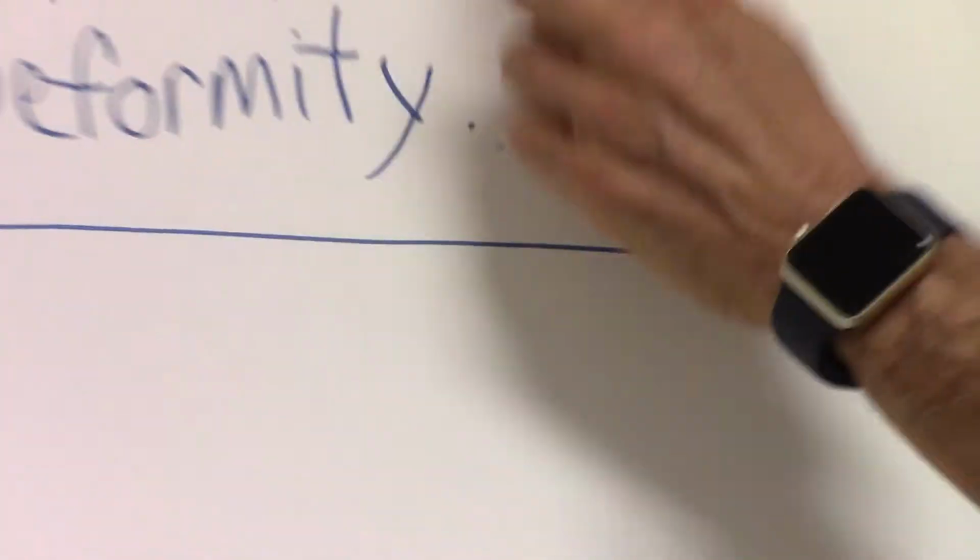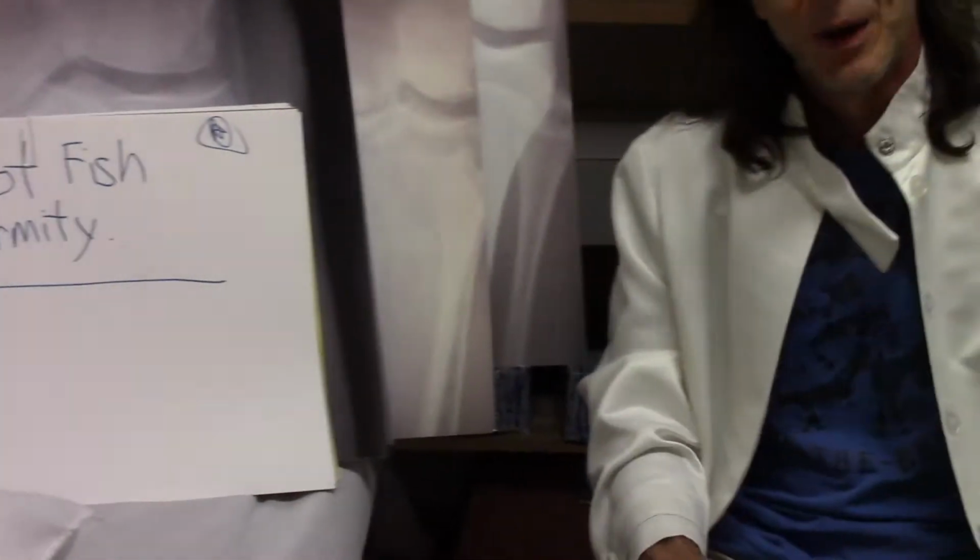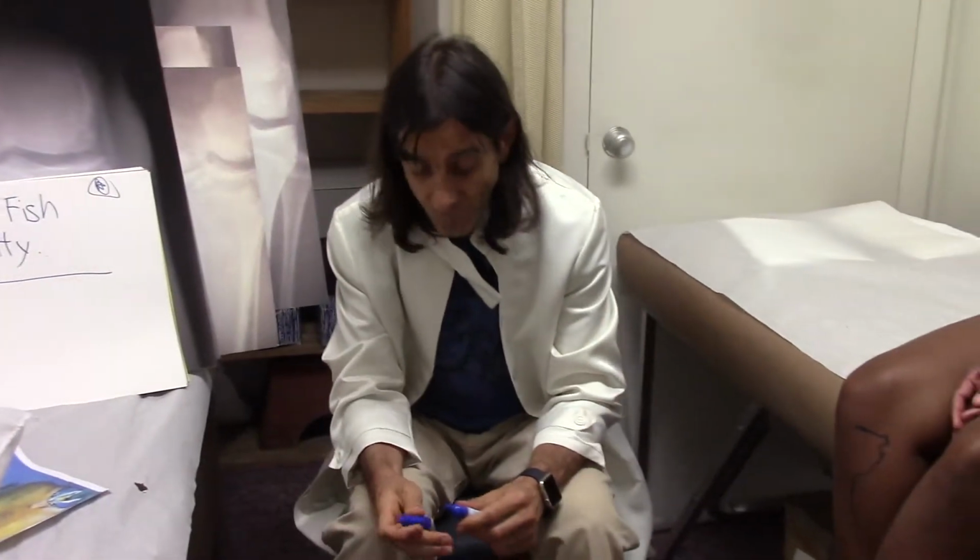It's a parrot fish deformity. And I'm going to show you. You can come to me now, Carl. Now, I'm going to show you what a parrot fish deformity looks like on an X-ray and what it means when you are talking about joint damage, joint tissue damage.